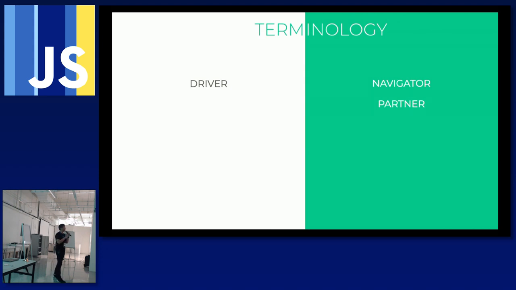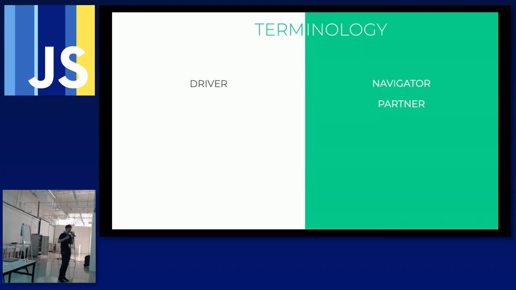Terminology. I think it's important to clarify the terminology because going forward, I'm going to keep using these words. What is a driver? A driver in pair programming is a person who's typing on the keyboard or holding onto the mouse. That is a driver. Okay, you are the one who types. The person sitting next to you in the past is called partner. That's your partner. It's nothing wrong to call a partner.